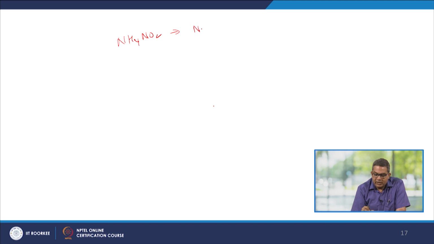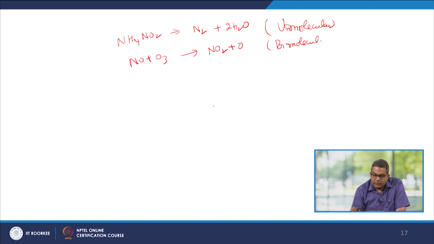Let us take an example. NH4NO2 dissociates into N2 plus twice H2O, that is unimolecular. NO plus O3 gives NO2 plus O2, and that is bimolecular. Twice NO plus O2 gives 2NO2, and this is trimolecular.